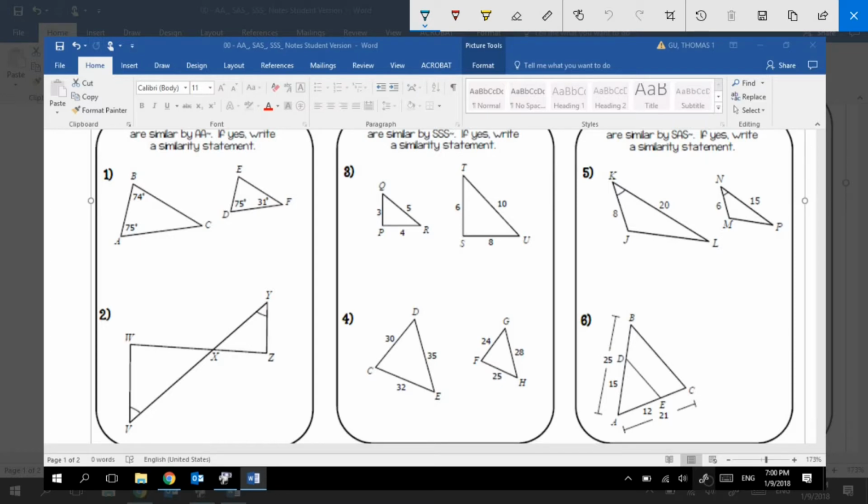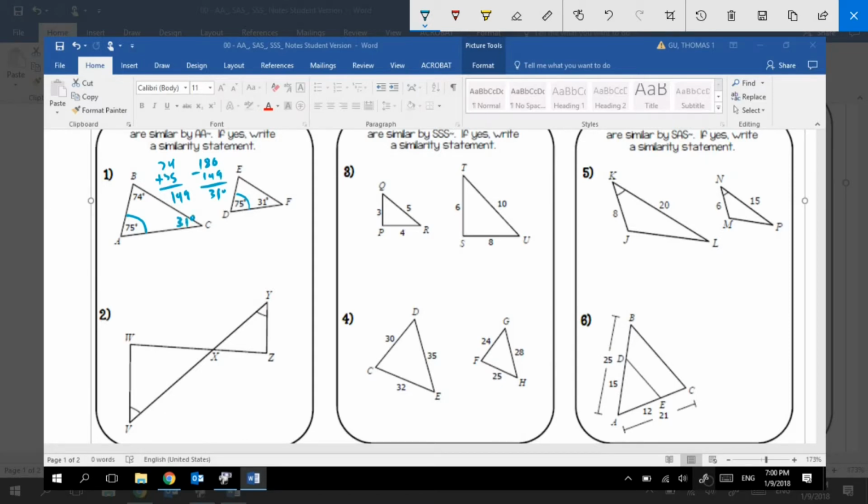So look at number 1. This one's very clear for you. Angle A is 75 degrees. Do I see a 75 degrees in the other triangle? Yes, I do. That's angle D. But they didn't tell me what the third angle was. However, if angle A is 75 and angle B is 74, let me add those together. 74 plus 75 is going to be 149. And if I subtract that from 180, then 31 degrees is what I'm left with. So I would find out that angle C is 31 degrees.